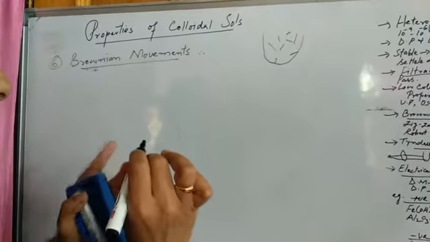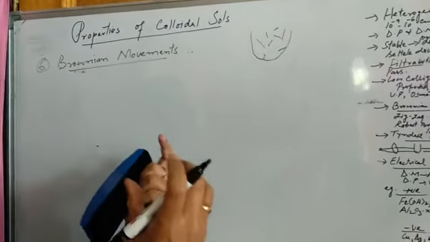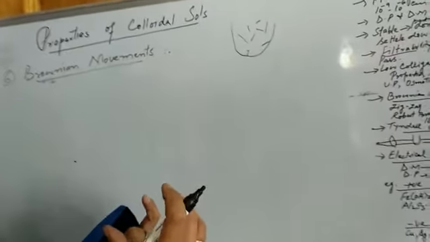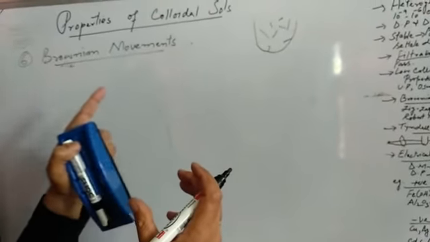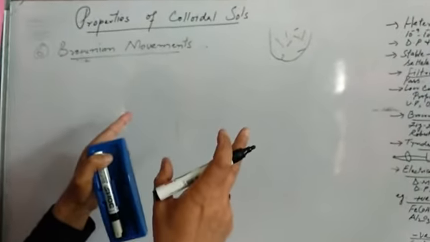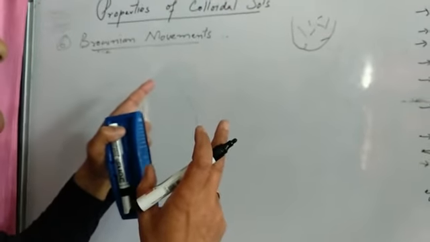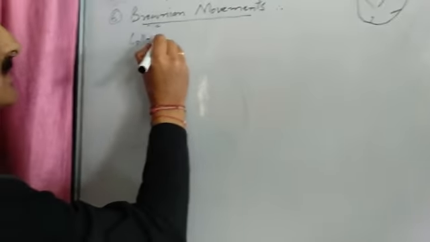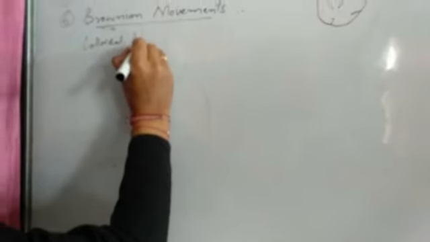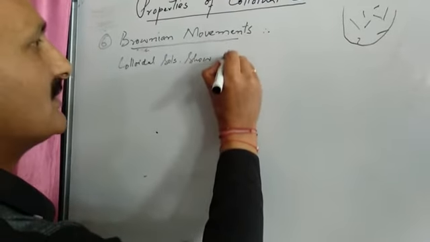Robert Brown said that colloidal solution particles always remain in motion, and their motion is in zigzag paths, and this motion was referred to as Brownian movement after the name of the scientist who discovered this movement. He discovered this movement in 1827. So our colloidal solutions show Brownian movement.